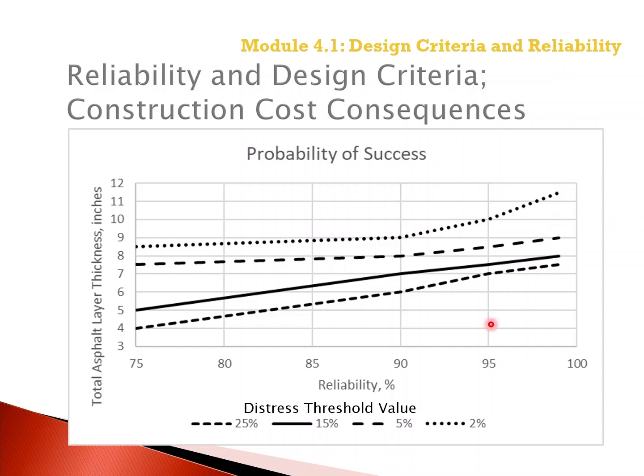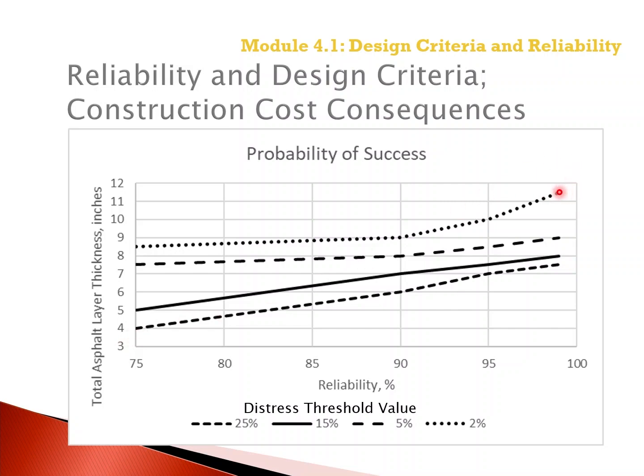But you can see that if we're at a 75% reliability level for 25% bottom-up fatigue cracking, that requires 4 inches of asphalt. However, if we require 99% reliability for the 2% limit of bottom-up fatigue cracking, we would need 11.5 inches.